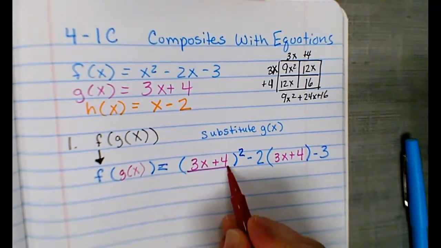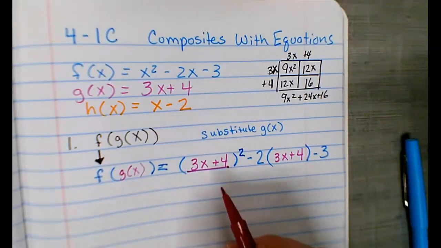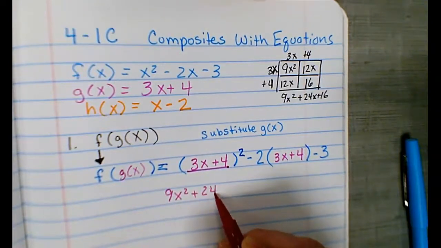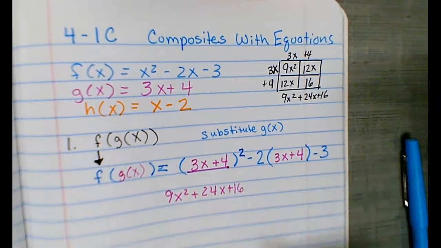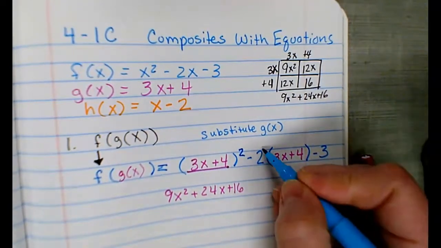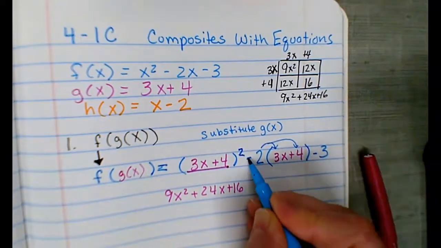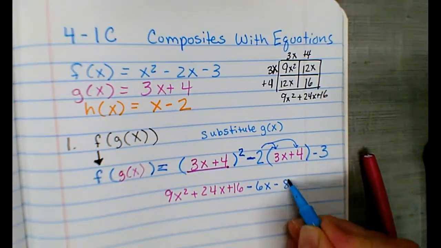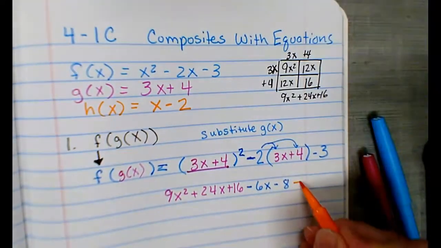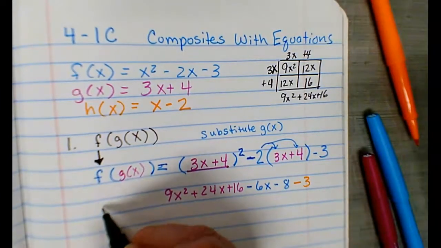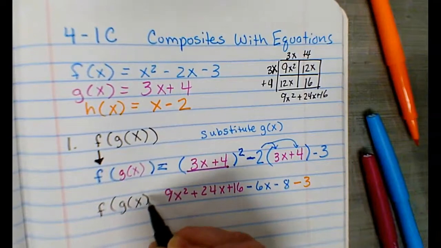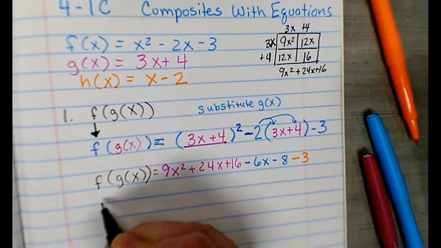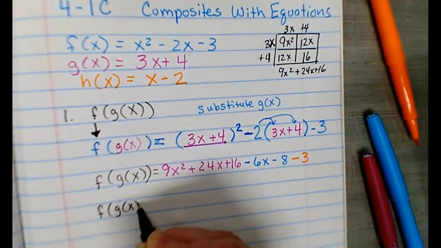So when you square this part right here, you get 9x squared plus 24x plus 16. And then I need to distribute the negative 2. And then down here at the end, I have a negative 3. And then I need to combine like terms.